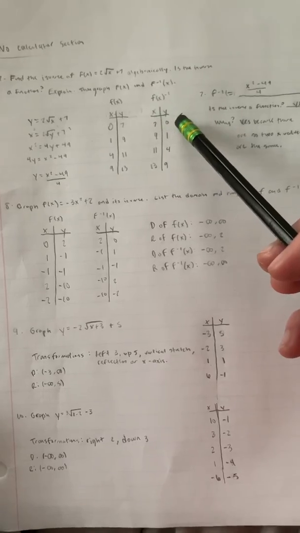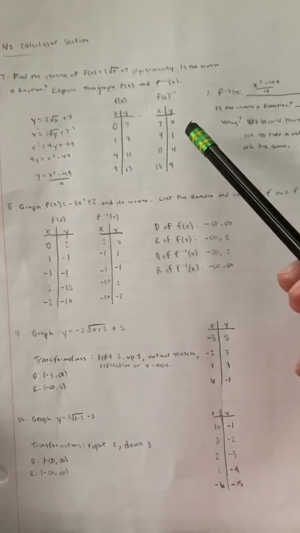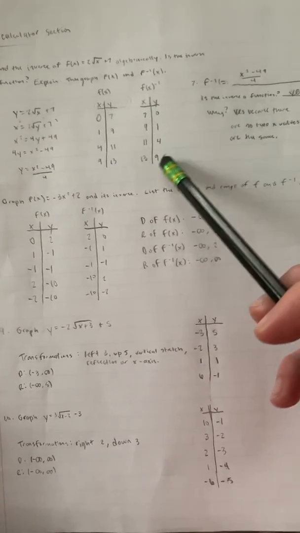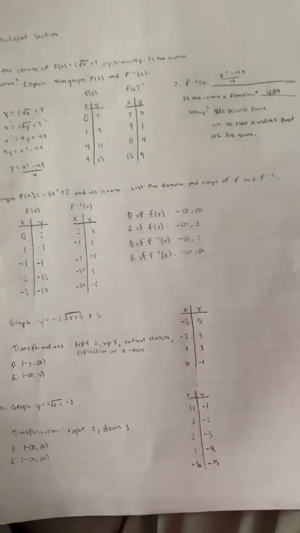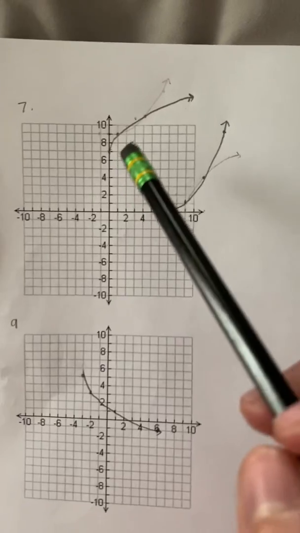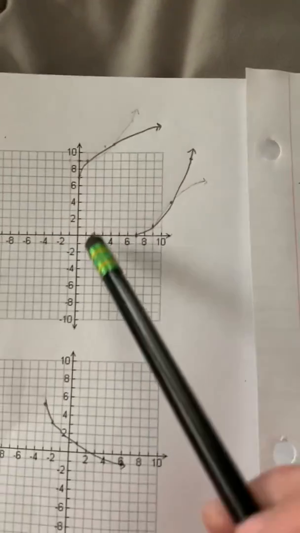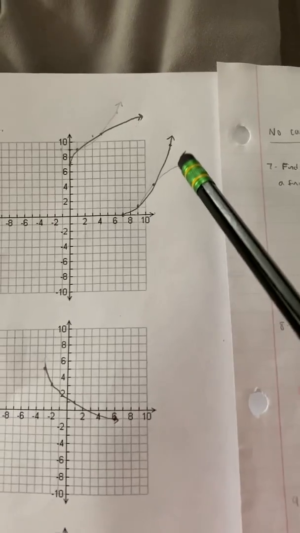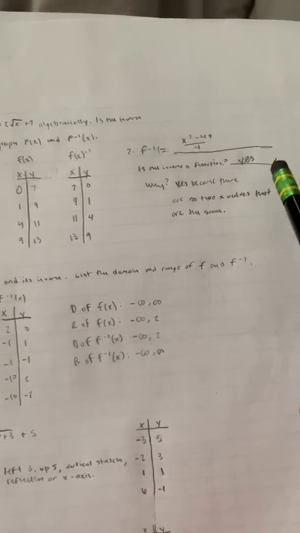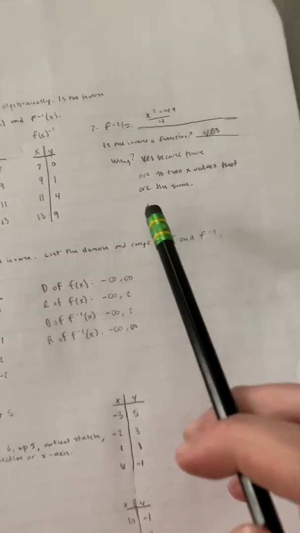And then to get the inverse, the f of x minus 1, you just flip both sides. Once you get that, then you graph it, and this is the graph of both of those functions here. You can see that both of them are functions because neither of them cross the same x twice. So yes, the inverse is a function, because there are no two x values that are the same.